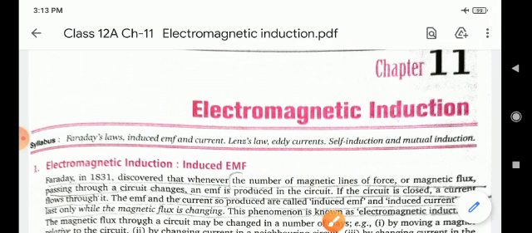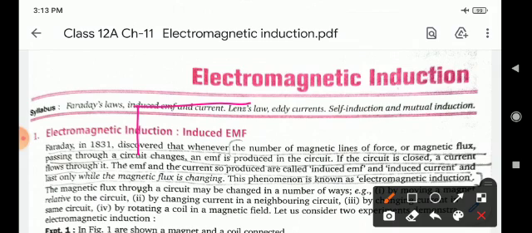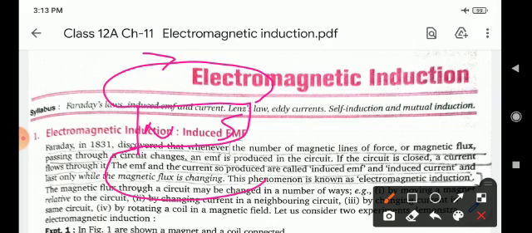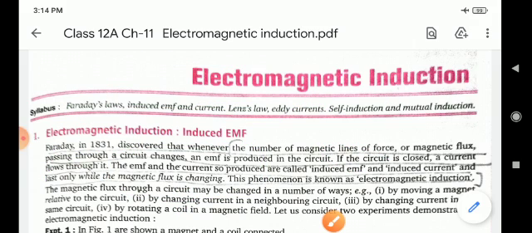Children, Faraday in 1831 discovered that whenever the number of magnetic lines of force, or magnetic flux, changes... Children, magnetic lines of force run between the North Pole and the South Pole. Outwards from north, into the South Pole. These are the magnetic lines, or magnetic flux.